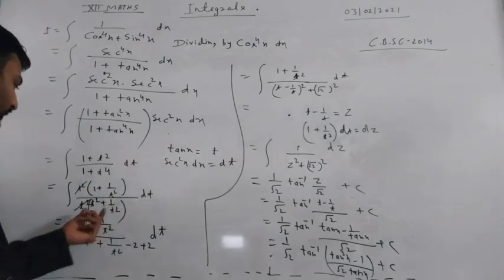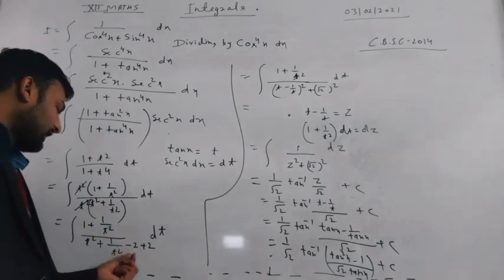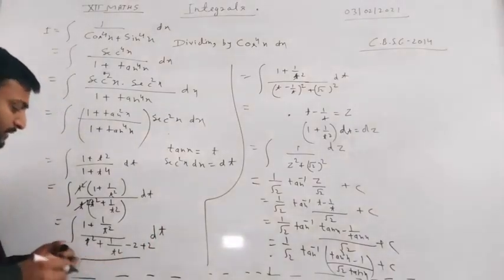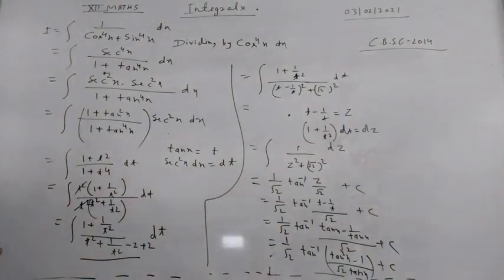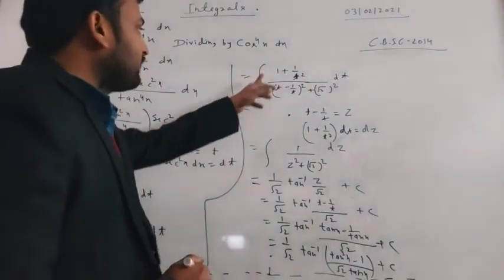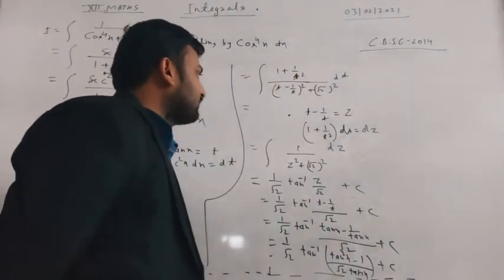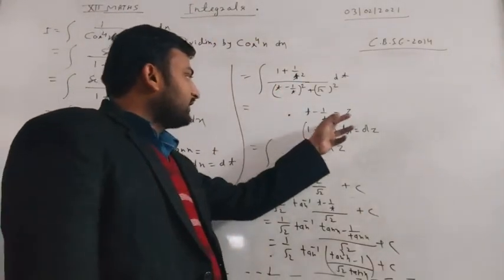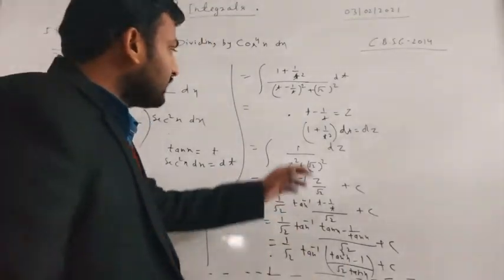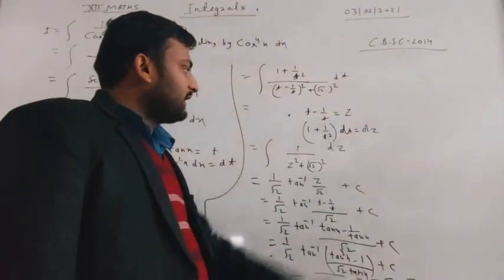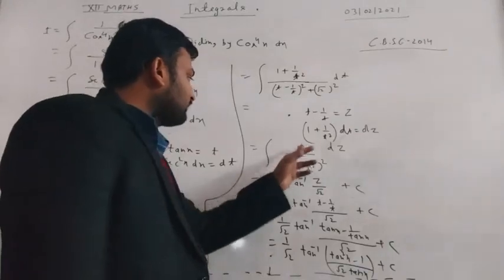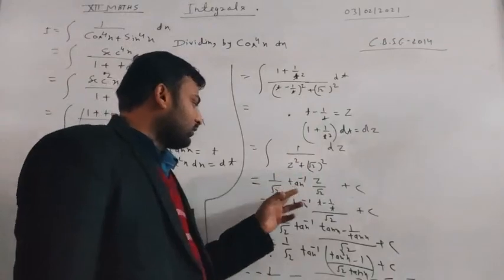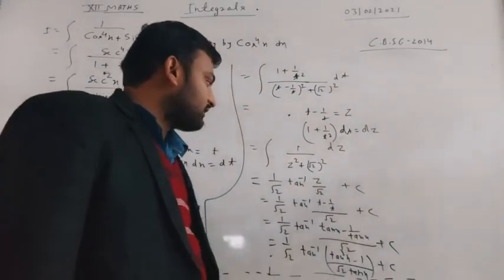Okay students. Now in the denominator, subtracting 2 and adding 2, we get t minus 1 by t whole square. We can write, students, this is 1 plus 1 by t square by t minus 1 by t whole square plus root 2 whole square dt. Now t minus 1 by t is our z, students. So 1 plus 1 by t square dt is dz, and 1 by z square plus root 2 whole square is equal to 1 by root 2 tan inverse z by root 2 plus c.